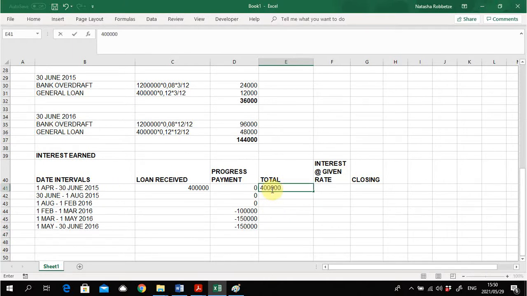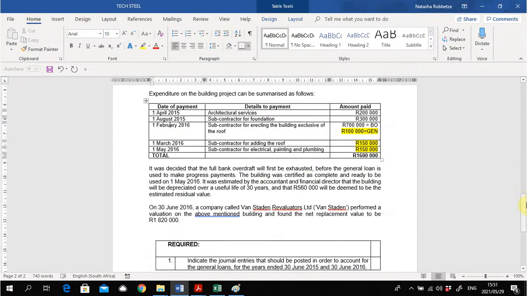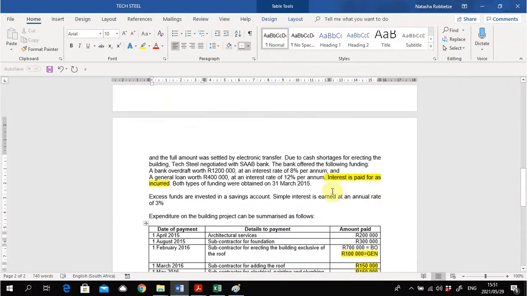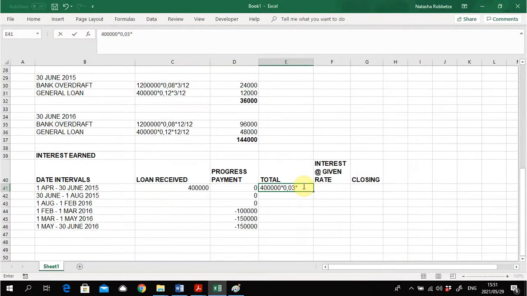So my calculations will then be: the total for the first interval is 400,000. Again, I do the first interval separately to accommodate the financial year. Should someone ask me what the interest earned for the year ended 30 June 2015 is, I can immediately read it from my table. So it's going to be the 400,000 times the interest rate, which is given as 3%, and then I'm going to times it by the months in the interval. April, May, and June, it's 3 months.